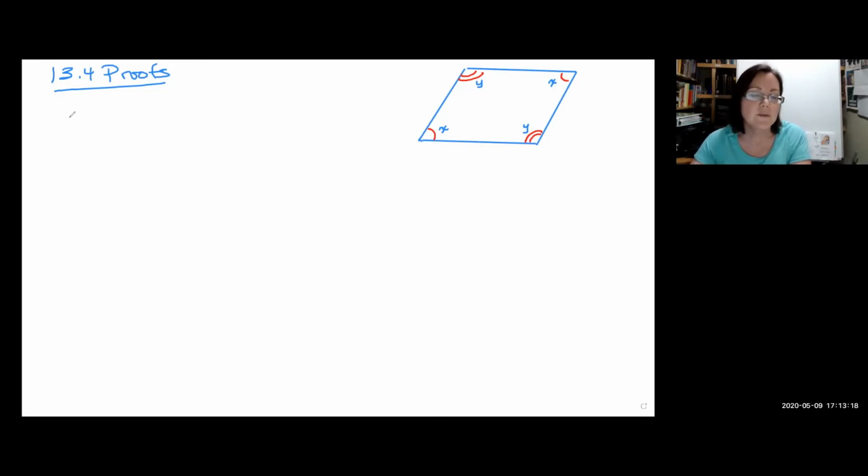Okay, as with every proof, I'm going to start with something that's given. You need a seed, right? And so I have to label. I'm going to give these a little bit of a label. Okay, so my number one step: angle A is congruent to angle C, and angle B is congruent to angle D. Those are both my givens. That should make sense.